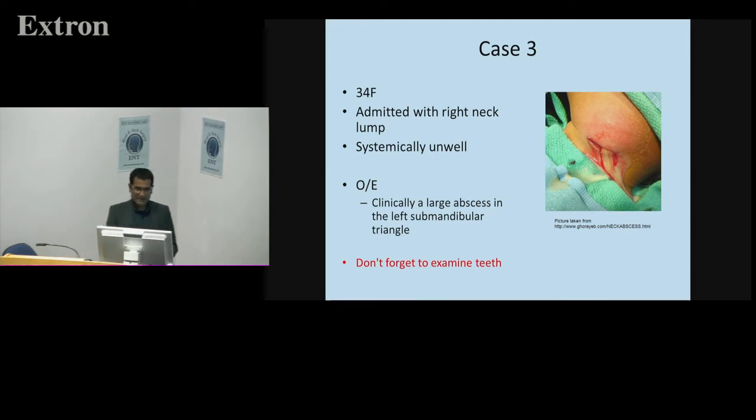So third case is somebody who's presented with sepsis in the right neck, unwell. Clinically, you suspect an abscess. And my advice would always be, if you see an abscess within the submandibular, submental, or anterior neck, just look at the teeth, and get an OPG as well. And there's a reason why that is, because the majority of submandibular abscesses are related to the teeth.